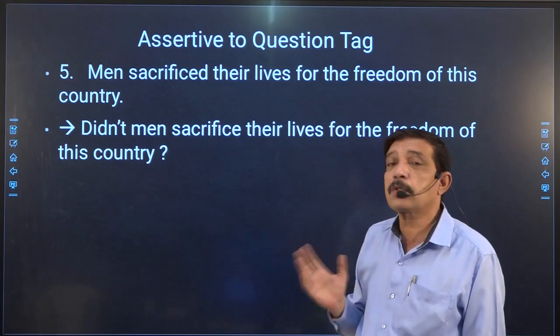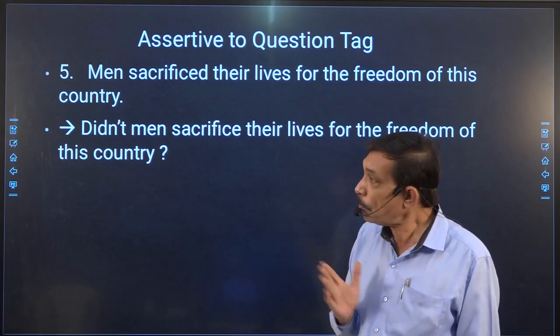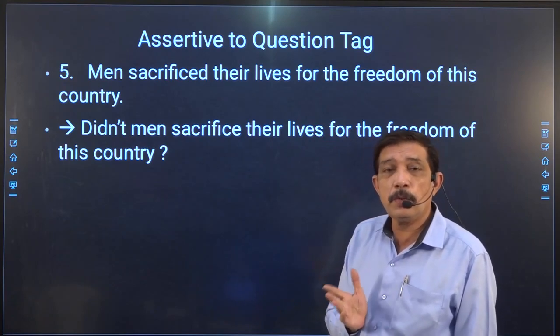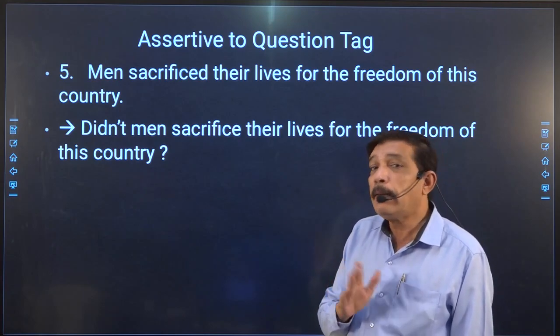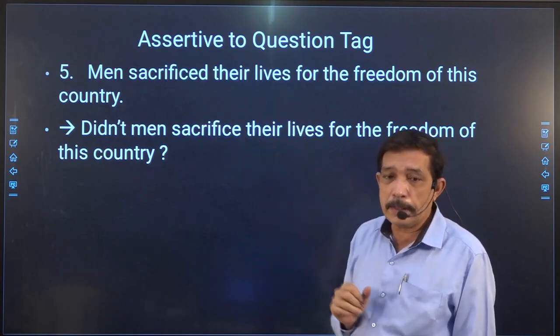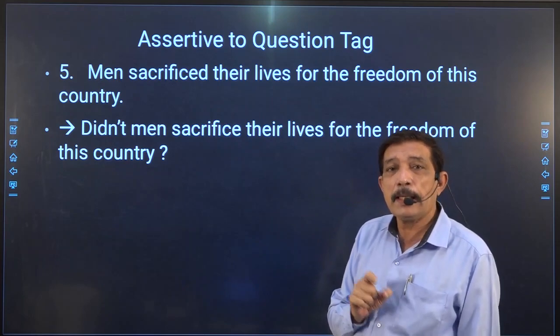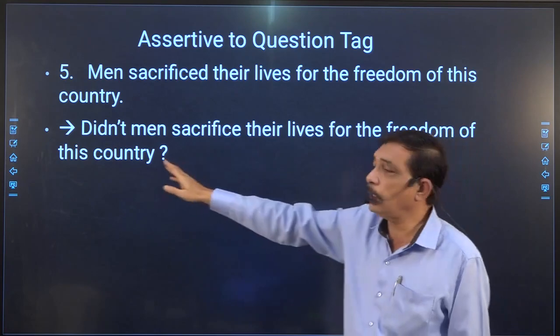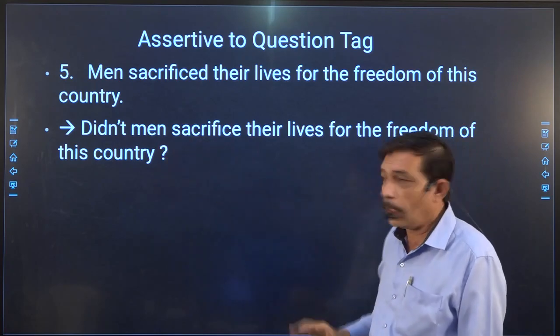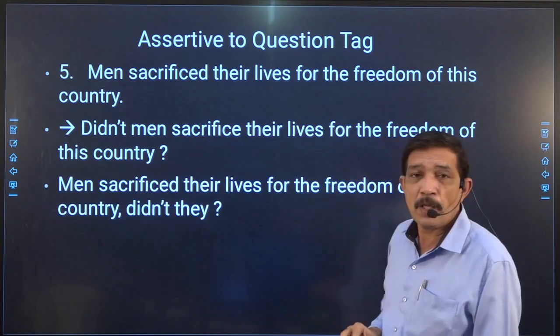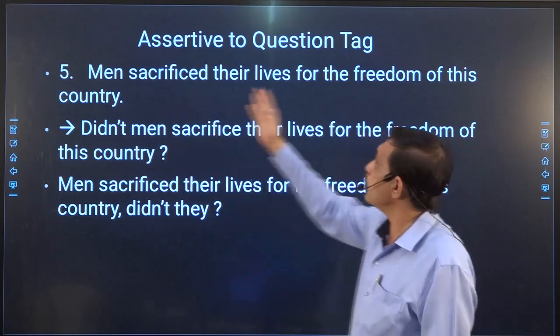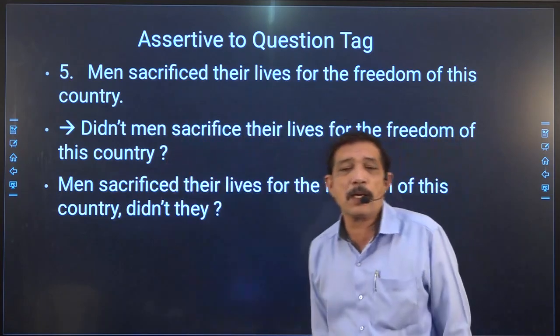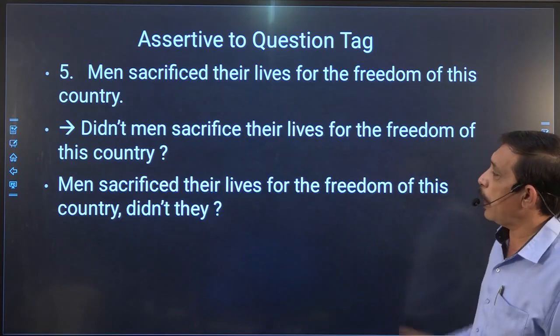The helping verb was not there, so we use the form of do. Past tense of do is did. So did. Negation is not there, so did not, or we abbreviate it as didn't. Then we keep the same sentence as it is till the end, and we put a question mark. The same thing we do for question tags. We keep the whole sentence as it is. Men sacrificed their lives for the freedom of this country as it is.